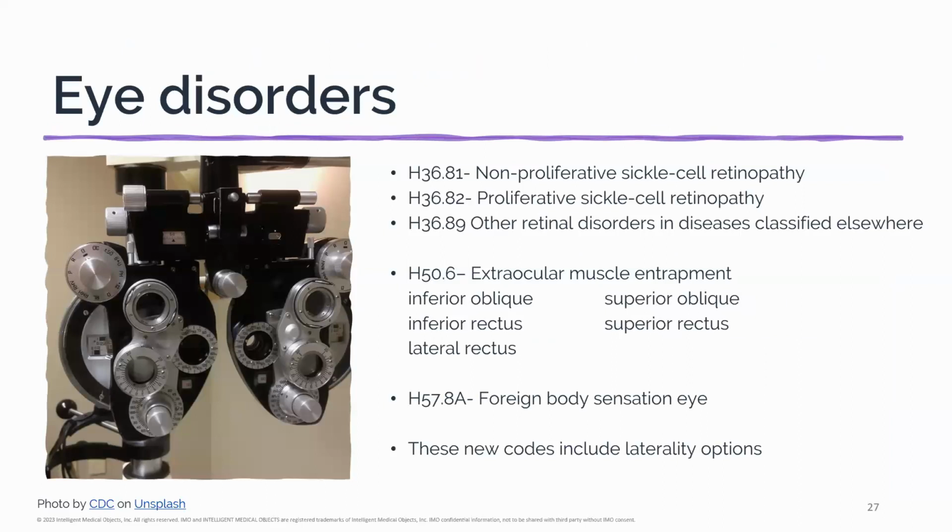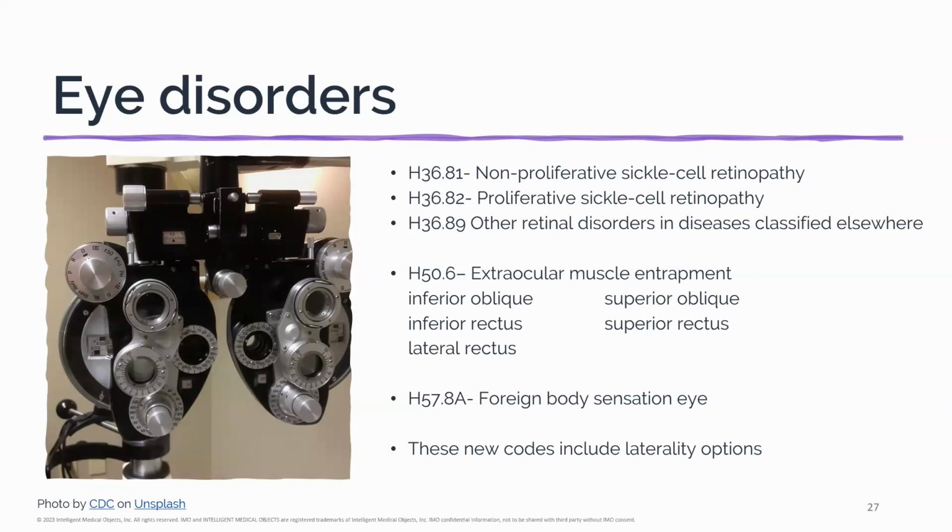In the eye disorders, we have some other codes related to sickle cell disease. They've created new codes to identify non-proliferative sickle cell retinopathy and proliferative retinopathy. And so the sickle cell retinopathy is characterized when those sickle-shaped blood cells get trapped in the small vessels of the eye, leading to that non-proliferative or proliferative retinopathy.